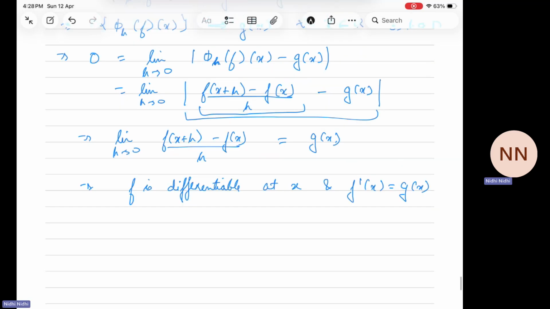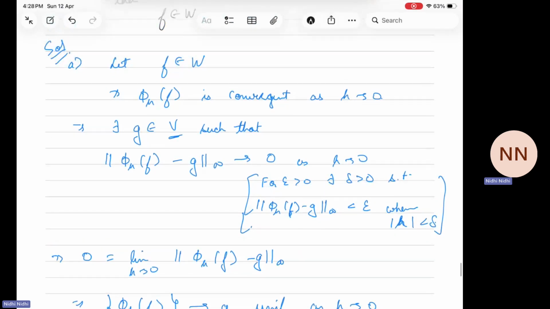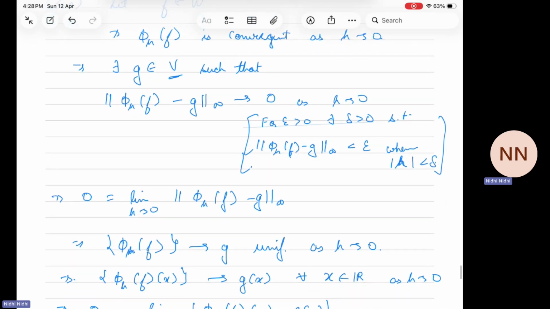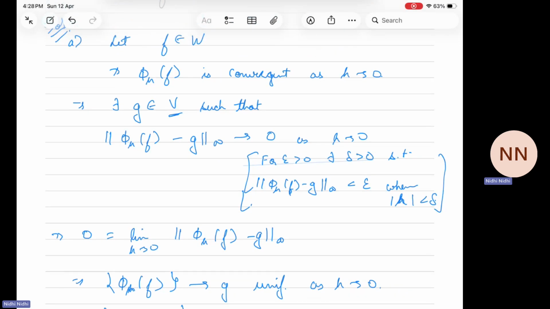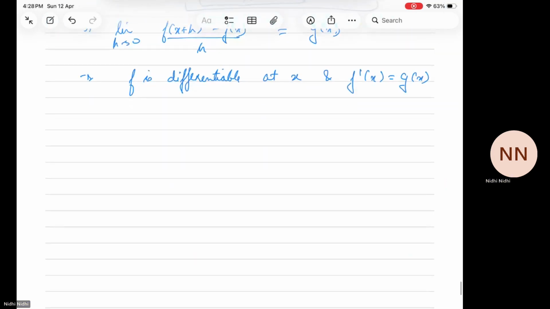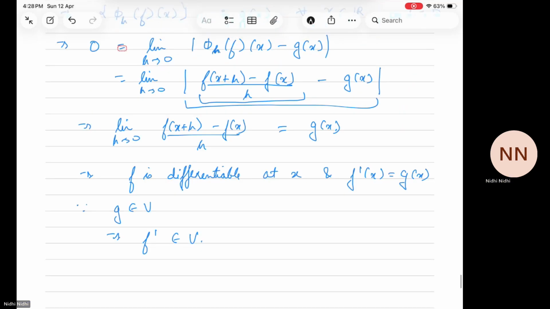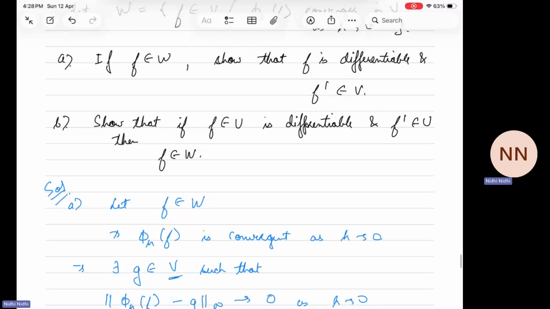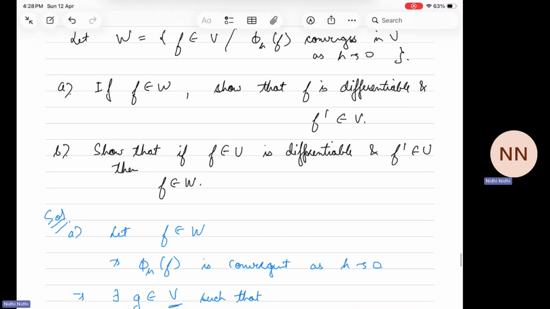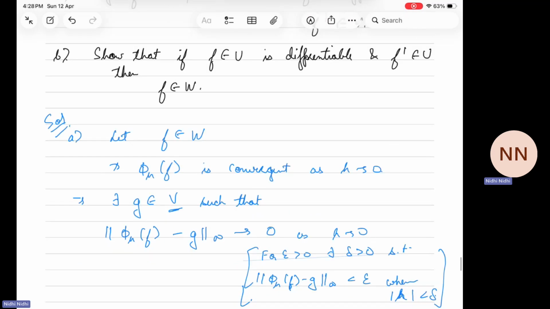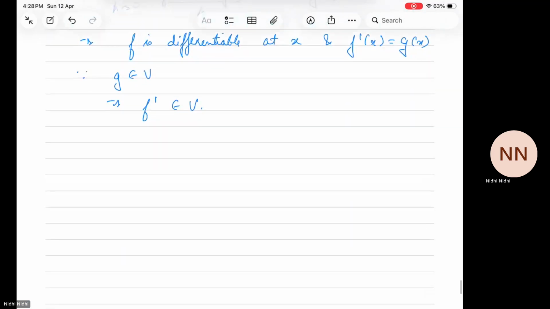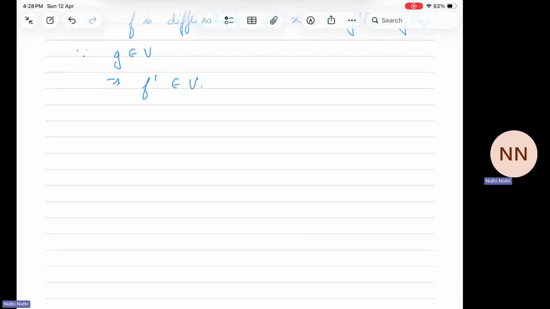And we know that this g belongs to V. We started because we had this convergence that gave us a function in V. And since g belongs to V, this implies f dash belongs to V. Therefore, we get that any function in W is differentiable and its derivative will be an element of V. Next, part B.